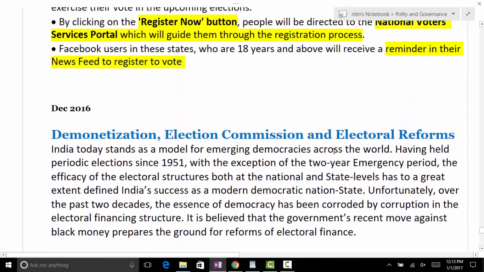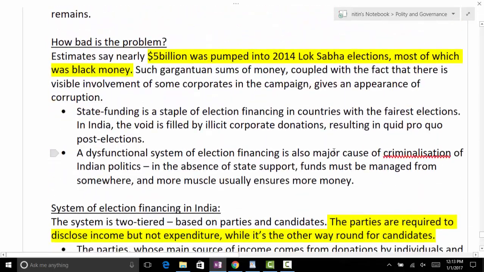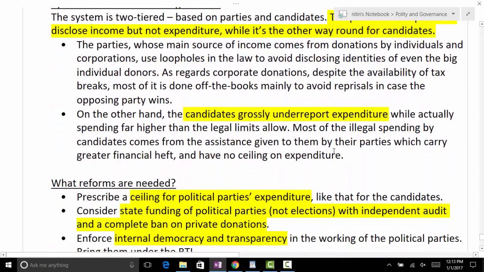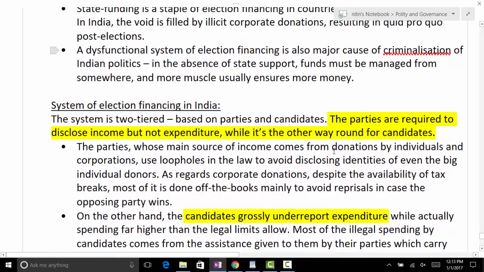We'll come to the next topic: demonetization, Election Commission and electoral reforms. What this article talks about, I just discussed that. The rest you have discussed already in the question. So it talks about the financing of elections in India.